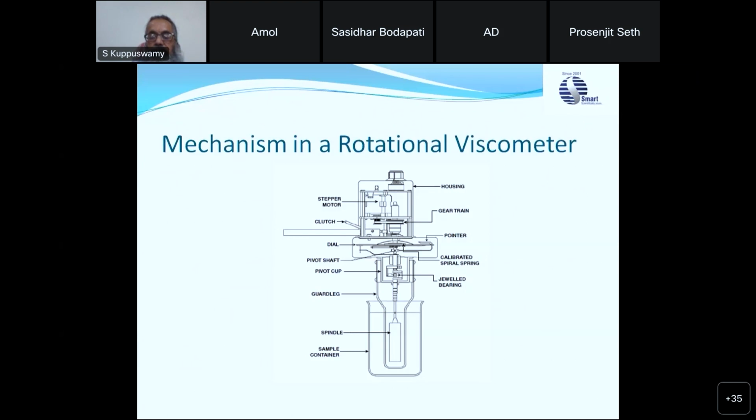So, the deflection of the spring is converted into a torque, and the torque is converted to a viscosity reading. This is the mechanism in a rotational viscometer, the Brookfield viscometer. There is a stepper motor, then a spring, then a pointer, a calibrated spiral spring, then a bearing, a shaft support, a guard leg, and a spindle.